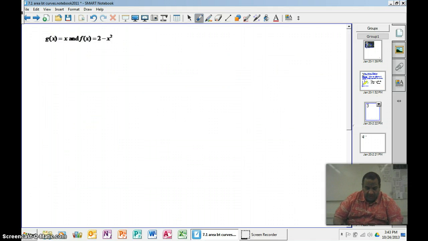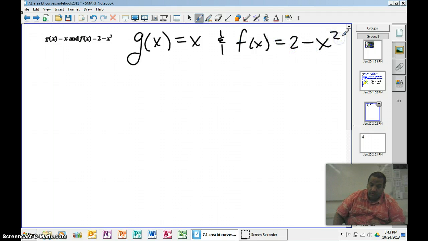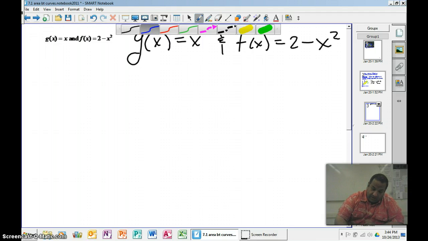Let's try this one. This says g of x. I'll write a little bit bigger because sometimes my eyes don't see it that well. g of x equals x, and f of x equals 2 minus x squared. So we have a line and a sad parabola. I want to find out where they meet. I could graph them, or I can set them equal to each other. That's the better deal if you're doing this analytically.